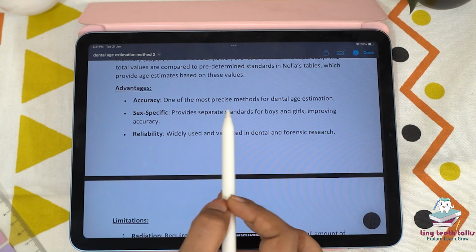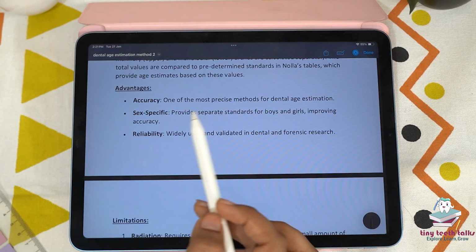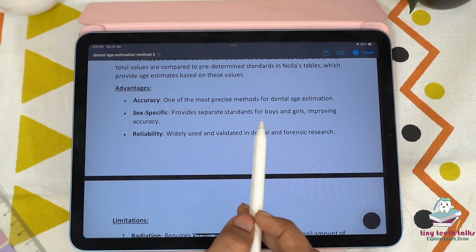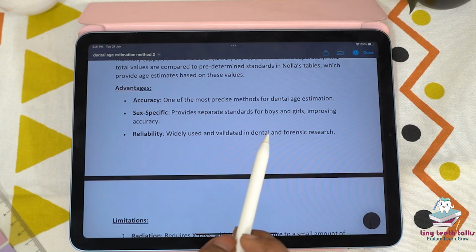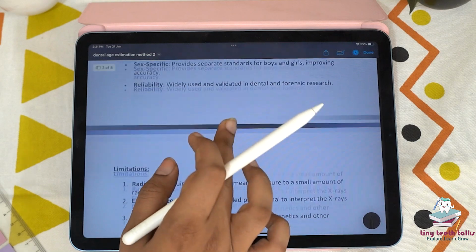Advantages: accuracy, it is one of the most precise methods for dental age estimation. Sex specific, it provides separate standards for boys and girls, improving accuracy. Reliability: it is widely used and validated in dental and forensic research.